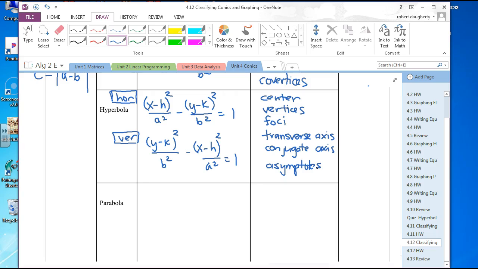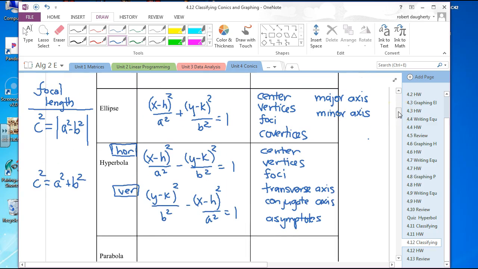What is the focal length for a hyperbola? C squared equal what? A squared plus B squared. Now the way I try to remember this is that there's a plus sign here, there's a minus sign here. There's a minus sign here, there's a plus sign here. So it'd be nice if they were the other way around, right? But that's what we have. And by definition, the focal length C is always the distance from the center to the focus, okay?